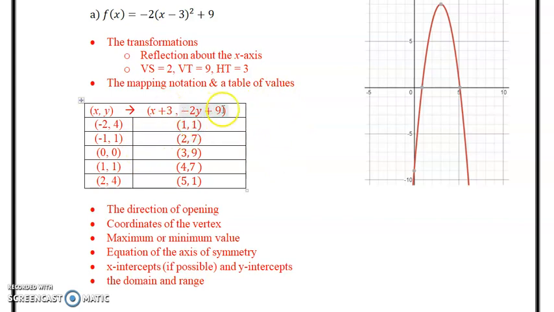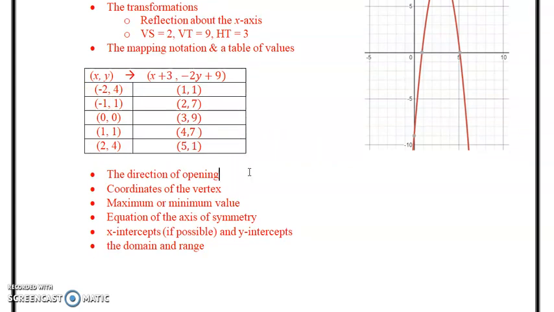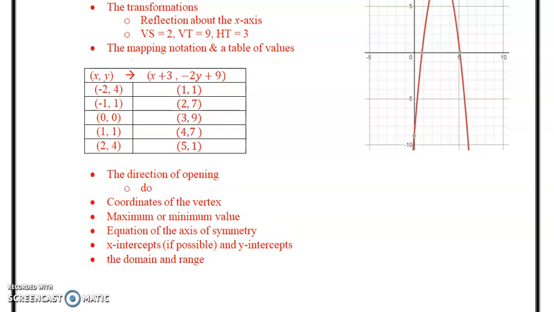And table of values. So your mapping notation is this part here, and your table of values, I do them underneath. I kind of do them hand in hand. It's up to you how you want to approach that. The direction of the opening, it opens downward, obviously. The coordinates of the vertex.